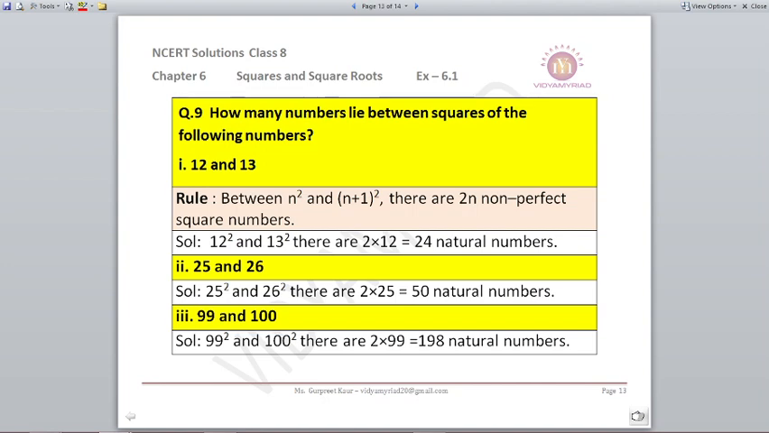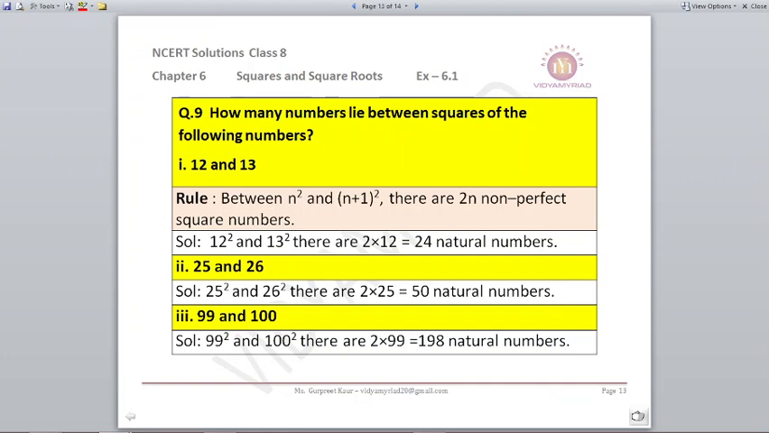How many numbers lie between squares of the following numbers? Now here we have a rule. Remember that the numbers should be consecutive. That means we have 12 and 13. So that is consecutive, plus 1. So 12 plus 1 is 13, and the rule is, whenever you have two consecutive numbers, just take the first number and multiply it by 2. You will get the number of natural numbers lying between their squares.